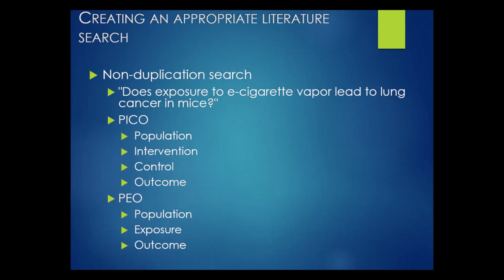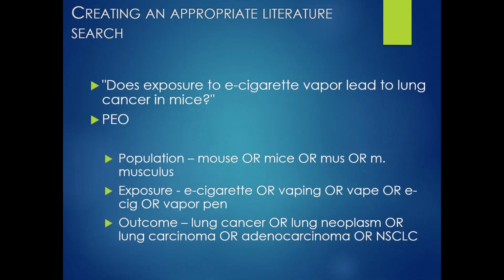For this, I'm going to begin by breaking my question down using one of several possible frameworks. The two I will show here are perhaps the most common of those frameworks, PICO and PO. You can see here what PICO and PO stand for. PICO is population, intervention, control, and outcome. PO is population, exposure, and outcome. The choice between them will depend on the nature of the question you're asking. For my question, I've decided to use PO.